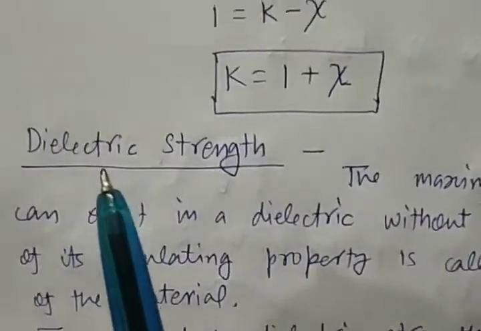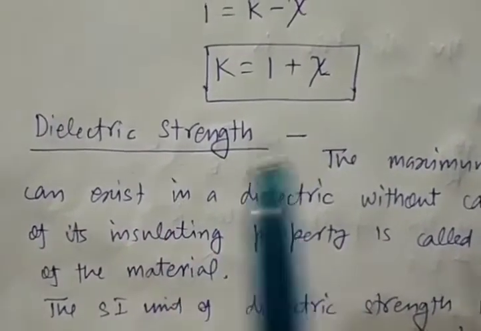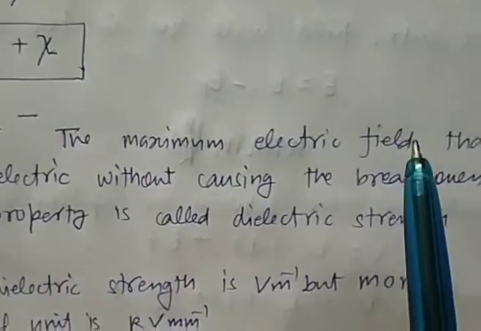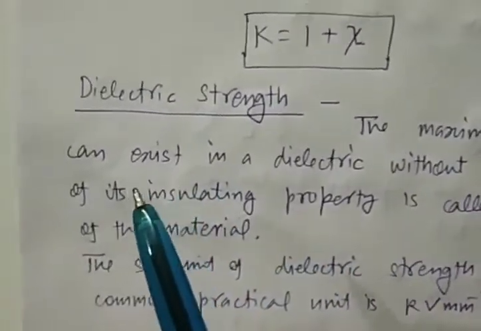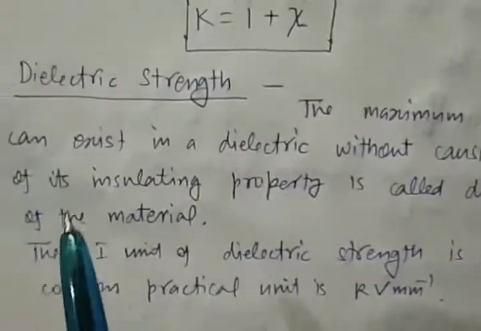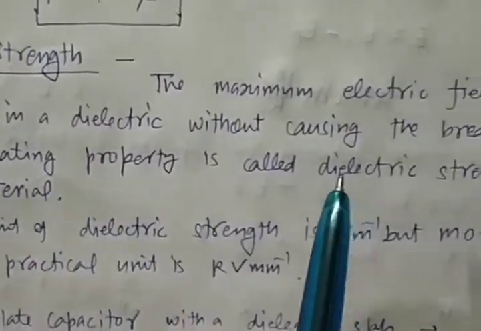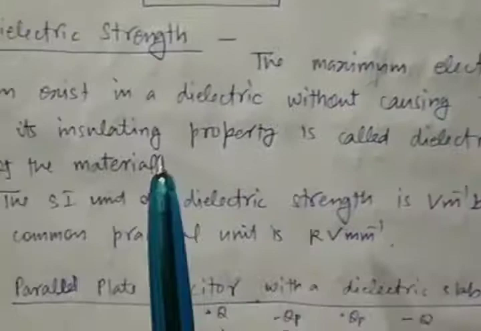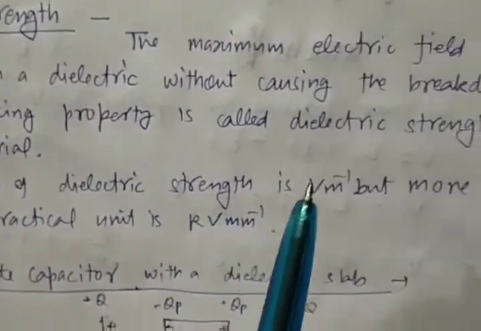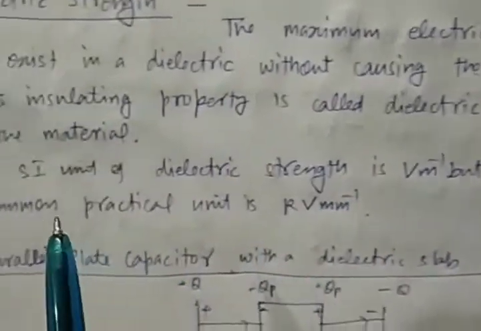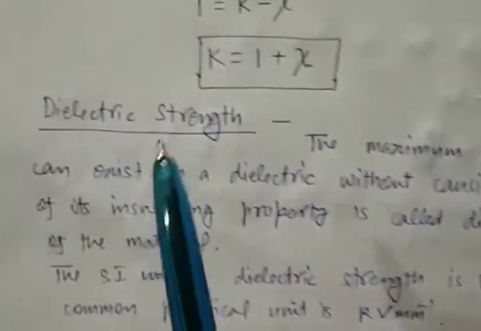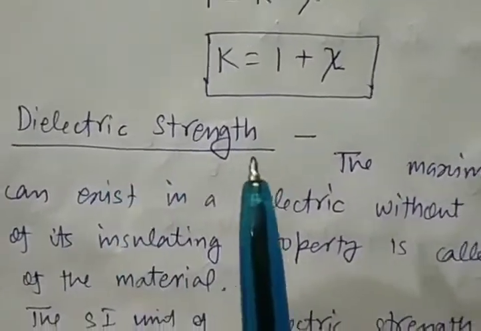There is one more term related to this polarization, dielectric strength. This is the maximum electric field that can exist in the dielectric without causing the breakdown of its insulating property, and that is called dielectric strength of the material. The SI unit of dielectric strength is volt per meter, but a more common practical unit is kilovolt per millimeter. Try to understand dielectric strength.